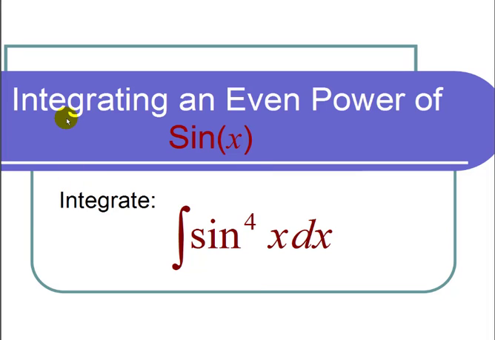This is a video on integrating an even power of the sine of x. The question is to integrate sine to the fourth of x dx. Because this is an even power, we can't just take a sine of x out to reserve it for dx, because we're left with sine cubed of x, which doesn't convert to cosines.